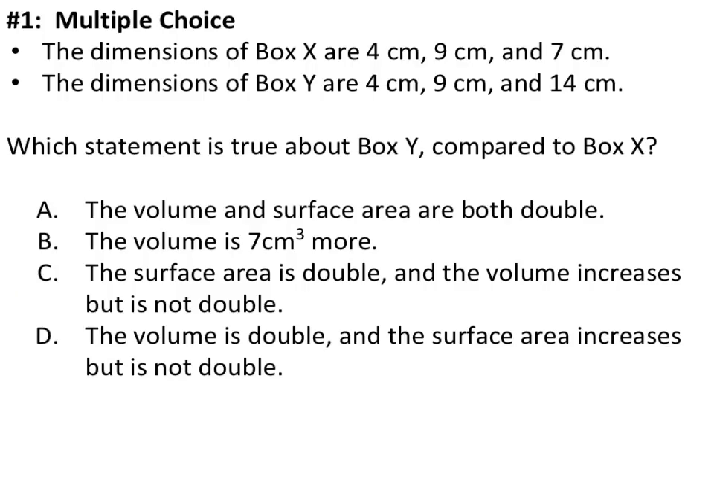This next example is multiple choice, and it says that the dimensions of box X are 4 centimeters, 9 centimeters, and 7 centimeters, and the dimensions of box Y are 4 centimeters, 9 centimeters, and 14 centimeters. To answer this question, we need to look at the information given to us closely. One of the dimensions of box X is 7 centimeters, and one of the dimensions for box Y is 14 centimeters. So notice the difference between box X and box Y is that one of the dimensions has been doubled. So knowing that information, which statement is true about box Y compared to box X, A, B, C, or D?